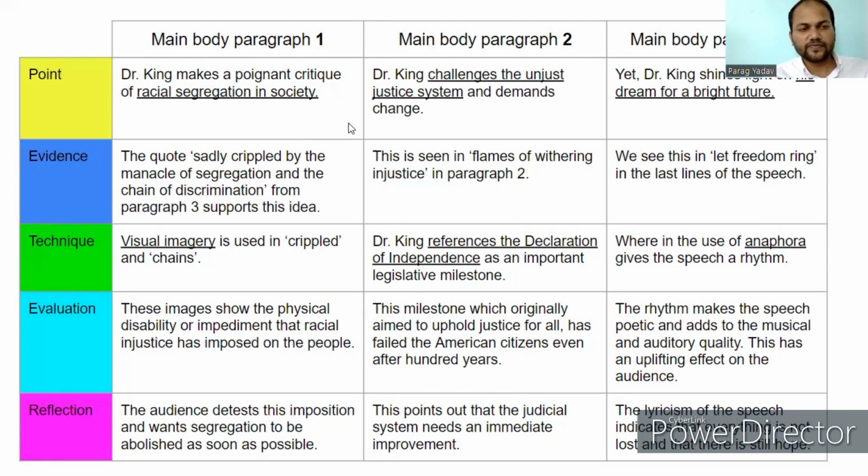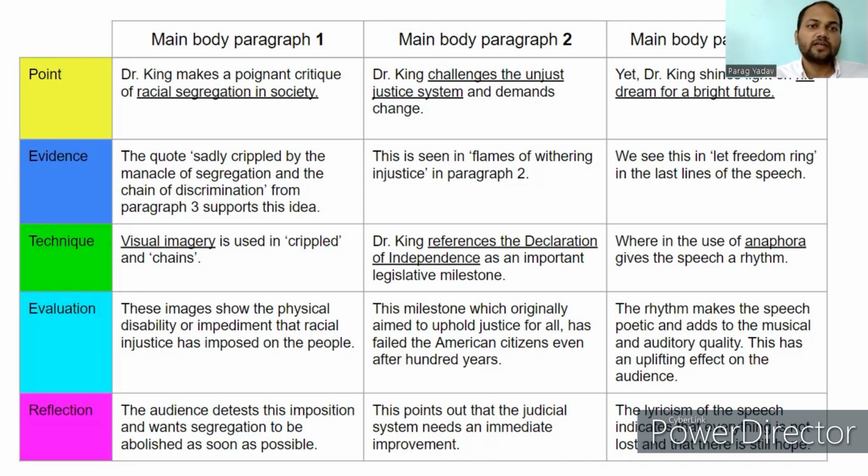So, how would these paragraphs read? Dr. King makes a poignant critique of racial segregation in society. The quote, "sadly crippled by the manacles of segregation and the chains of discrimination" from paragraph 3 supports this idea. Visual imagery is used in crippled and chains. These images show the physical disability or impediment that racial injustice has imposed on the people. And finally, the audience detests this imposition and wants segregation to be abolished as soon as possible.